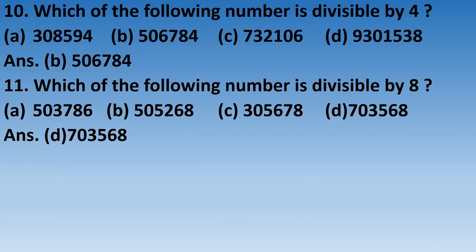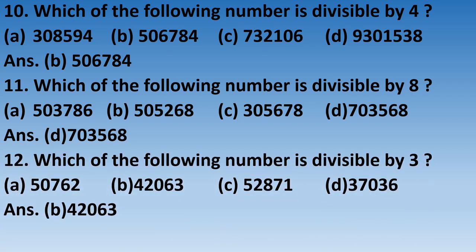11th, which of the following number is divisible by 8? A number is divisible by 8 if the number formed by last 3 digits is divisible by 8. So answer is 7,03,568.